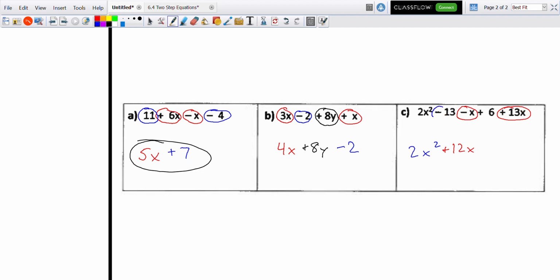And for our constants, I have a negative 13 plus 6. 13 spots to the left from 0, 6 spots to the right. I'm still going to be in the negatives. It'll be at negative 7. So the expression combined here is going to be 2x squared plus 12x minus 7.